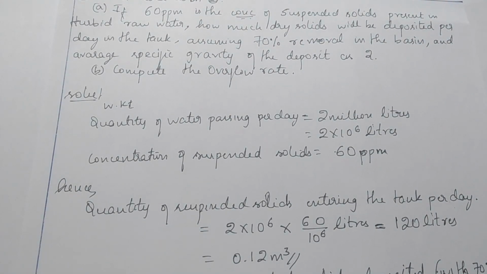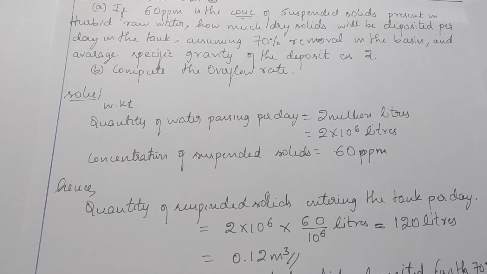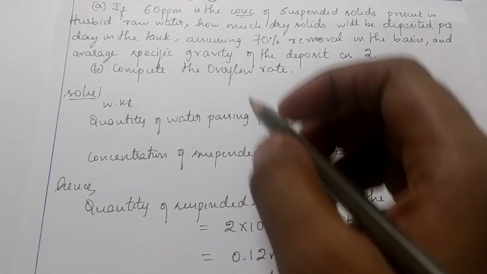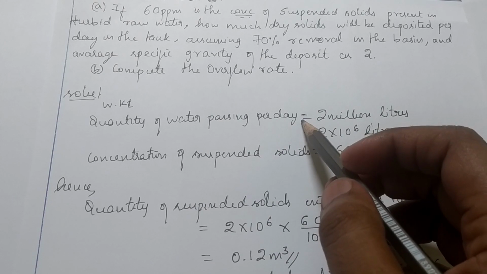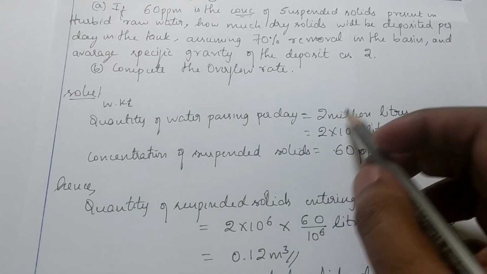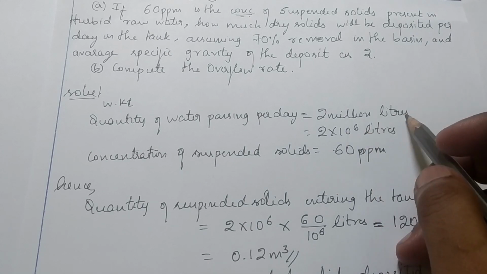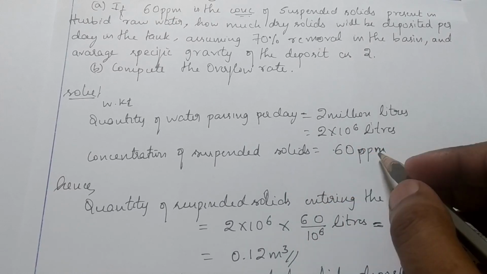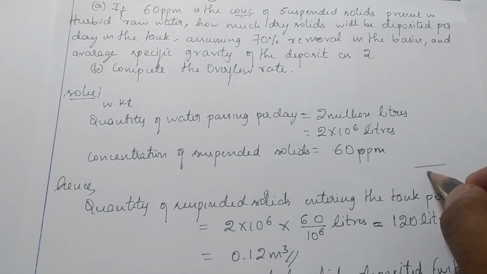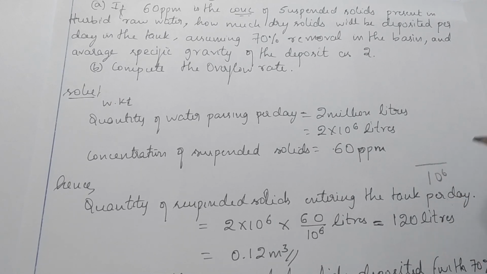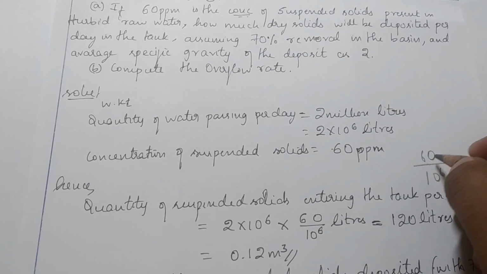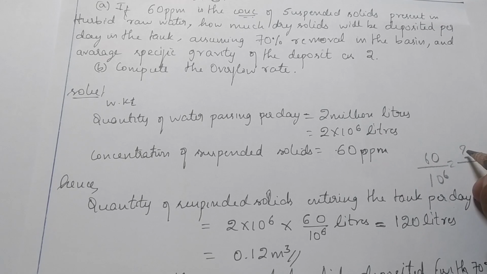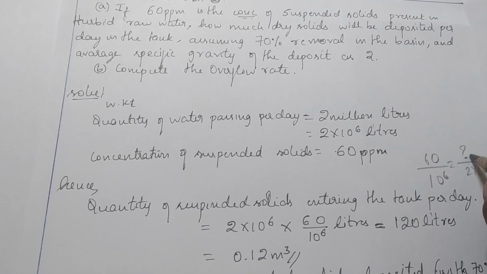In order to find out the amount of deposit, first we need to find out the volume of deposits which we will get. The quantity of water passing per day, as per the data given in the previous problem, is 2 million liters, that is 2 into 10 power 6 liters. Concentration of suspended solids is 60 ppm, that is, in 1 million parts, 60 parts are present. So how many parts are present in 2 million? That is the question.